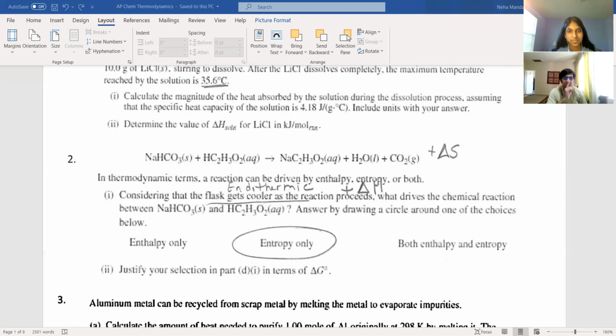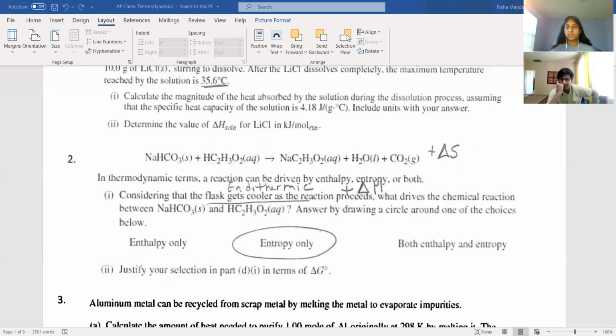Okay, so please remind me, because a reaction can be driven by enthalpy, entropy, or both. I vaguely remember what that means. So enthalpy means if it's exothermic, that's energetically favorable, right? Yes. And if it's endothermic, that means that's not what's driving the reaction. Entropy means if you have more disorder on the right side of the equation, then that's what's driving it, right?